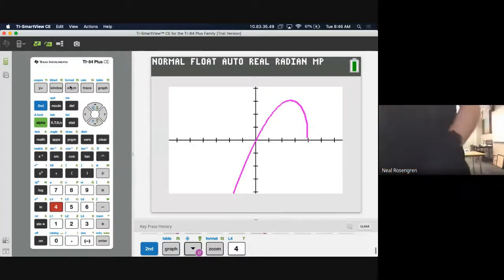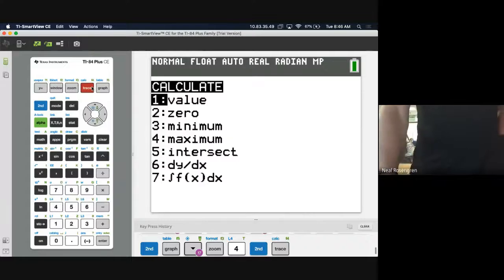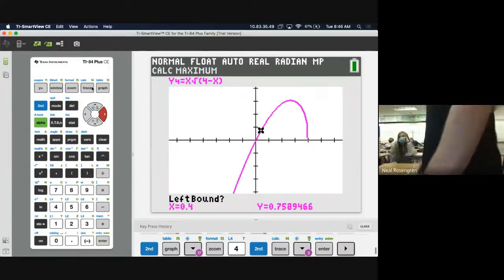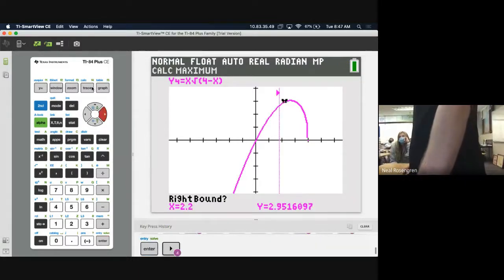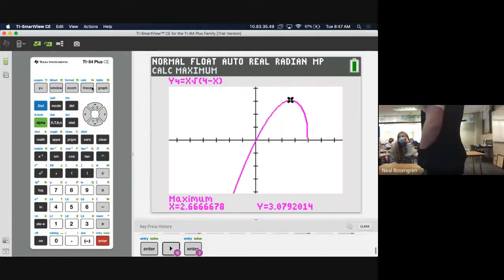And so last time we saw it, I can find that relative minimum. Well, I can find a relative max too. Second calc, I want to pick maximum because we're looking for relative max. When I do my left bound, right bound, I like to get a little closer. So let's say left bound, cool. Right bound, close enough. Enter, and then it gives me this. Can you see those decimals there? Peek around if you can. 2.666666678.